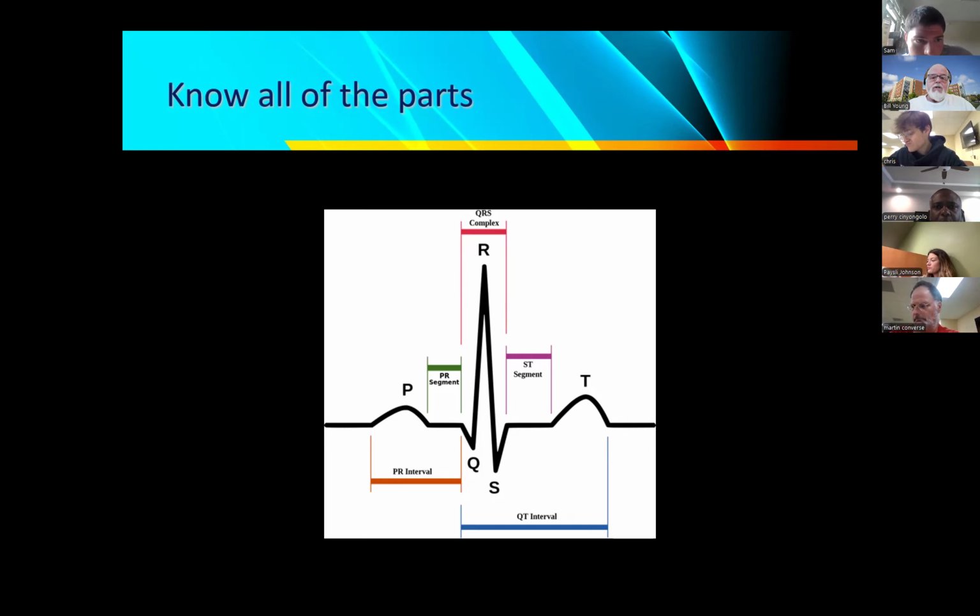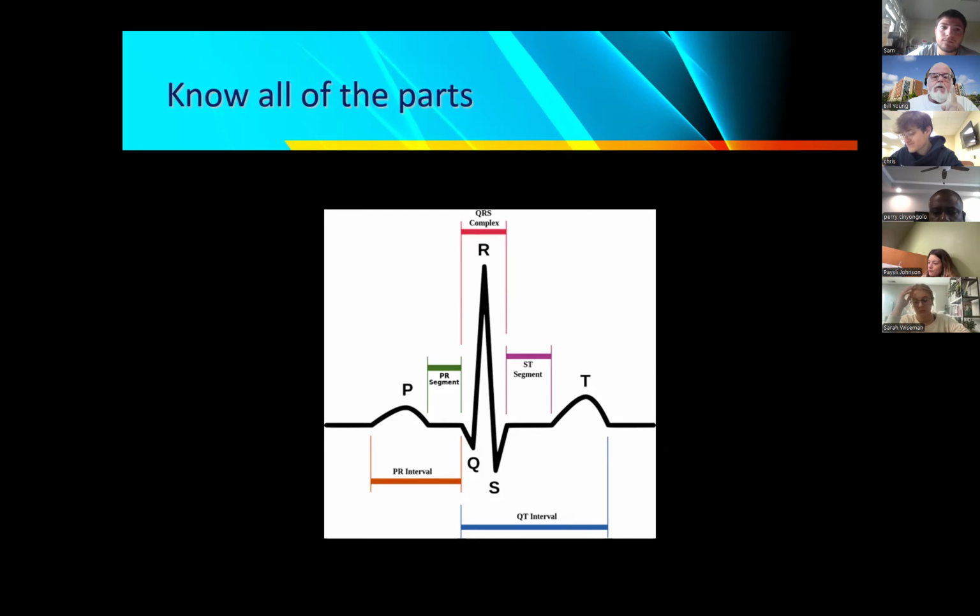Preload means what, ladies and gentlemen? Somebody just unmute yourself and shout it out, or type it in the chat box. The volume of blood that goes into the atria. Sarah, perfect. Yeah, it's the volume. Now remember, preload and afterload are similar but different. So, as Sarah said, the volume, the amount that comes in. Now, let's talk about this for just a little bit, because we'll have more of this on our review as well.